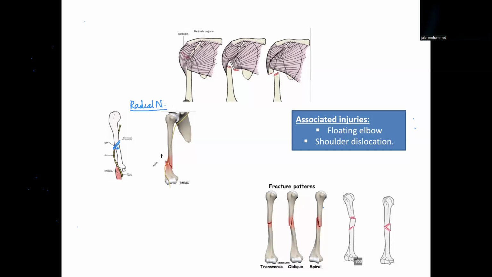Second, when it passes through the interosseous membrane and enters the anterior aspect, it may get entangled in the fracture. So these are the lower third and the middle third. These two levels are very important, where the patient can have a humerus fracture along with development of radial nerve palsy.